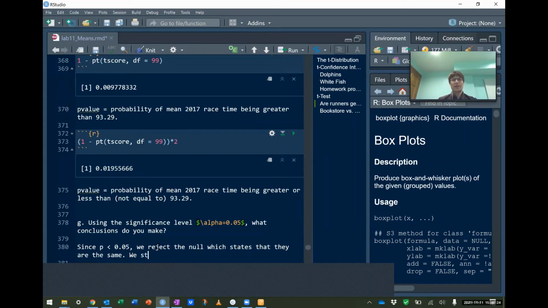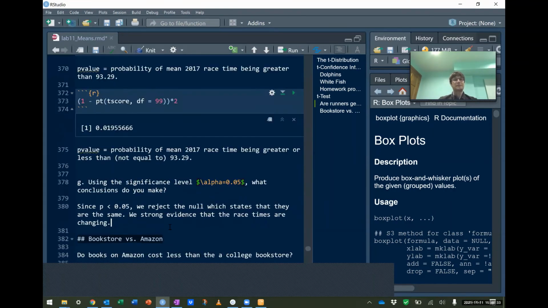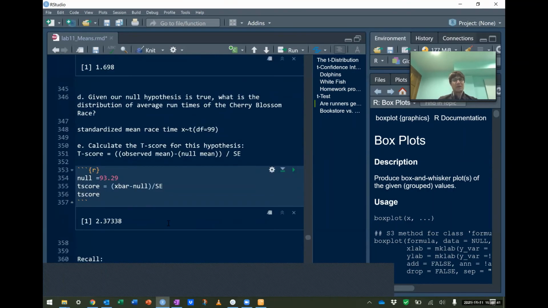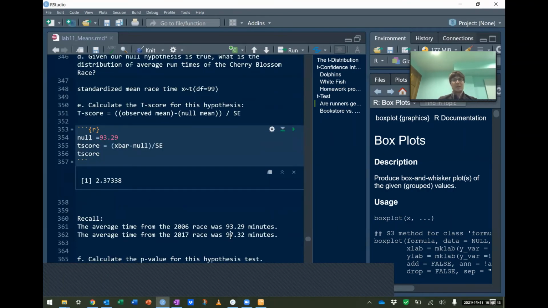So we have strong evidence that the race times are changing. Very nice. So that's a good example. Oftentimes we have to filter out our problem. What is the data we're comparing against what? What is our sample, and we're assuming this is the population. We're assuming this is the baseline of some bigger phenomenon that we're only sampling a small portion from.